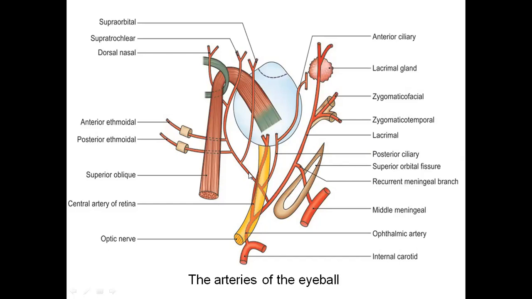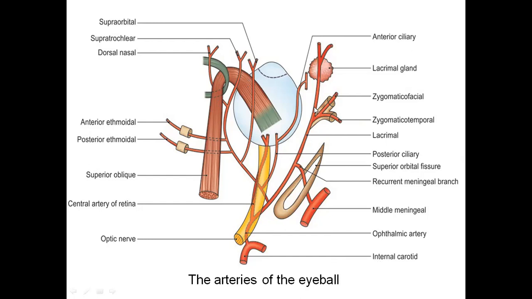medially: you have branches towards the ethmoid bone, anterior ethmoidal, posterior ethmoidal. We have dorsal nasal, supraorbital and supratrochlear branches, which we also saw when we were doing scalp. So supraorbital and supratrochlear branches are branches of the ophthalmic artery, which in turn is a branch of the internal carotid artery. Then the other branches, I said, are the lacrimal artery, and the recurrent meningeal artery, which anastomoses with the middle meningeal artery.